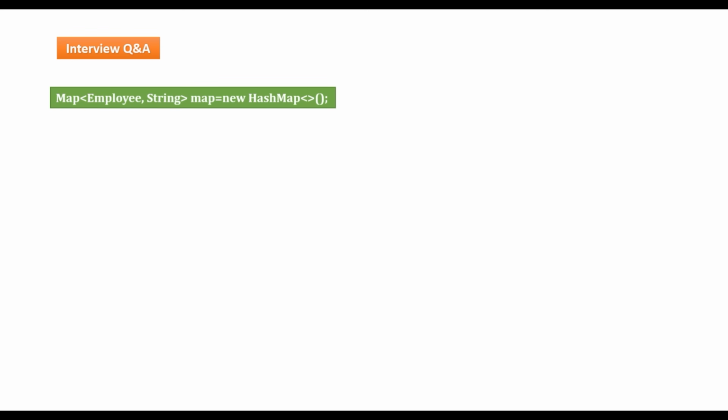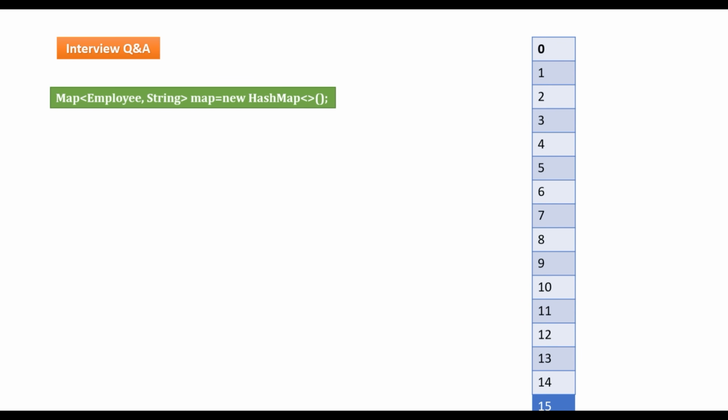Now let's say I created one map object. When I create a HashMap object, internally it creates a bucket structure like this. Since the initial capacity of the map is 16, initially it will create 16 buckets. So if you observe here: 0, 1, 2, 3, 4, 5 up to 15. The index begins from 0 and ends with 15, right? So it created 16 buckets.